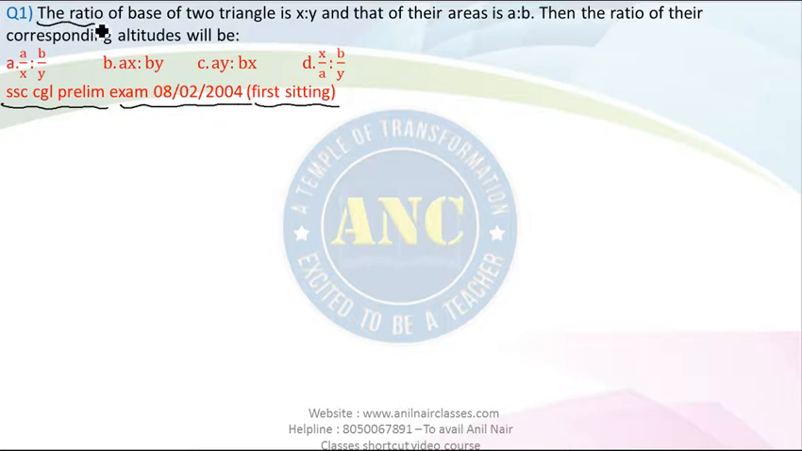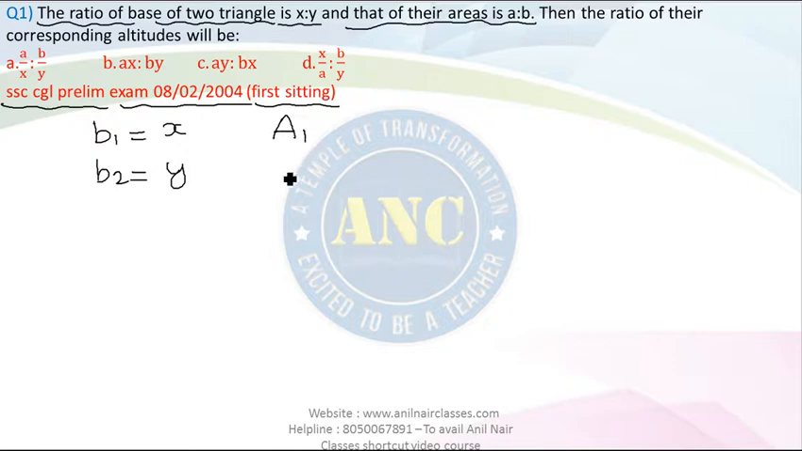The question says the ratio of bases of two triangles is x is to y. That means it is given in the question that the bases of two triangles, B1 and B2, are in the ratio x is to y. And that of their areas is a is to b. That means the areas A1 and A2 are given as a is to b. Then find the ratio of their corresponding altitudes. I already taught you this.